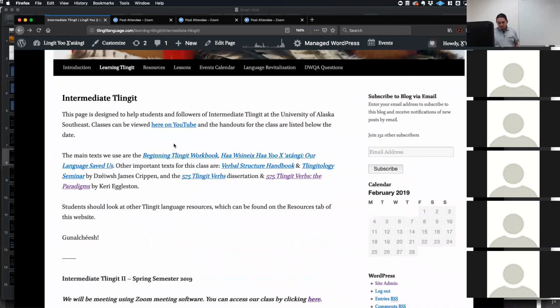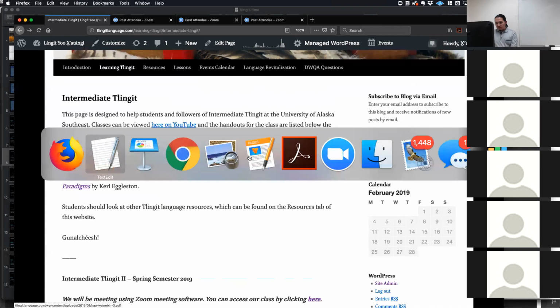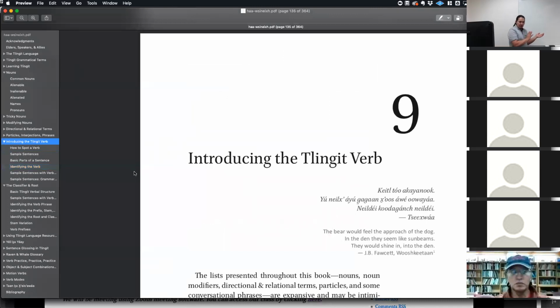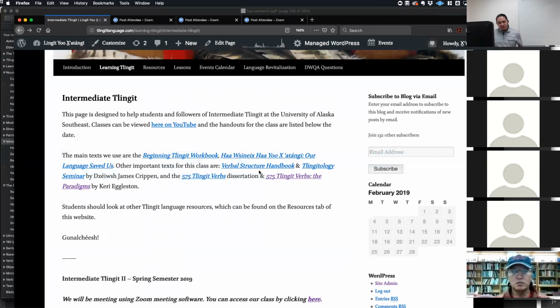I do want to point out at the top of our class webpage, there are some texts here, the beginning Tlingit workbook, which we've gone through, Wsineix, ʼatángi, which maybe we'll take a little bit more of a guided dive into. So if you can take a look at that one in particular over the weekend. I know I gave you some other things to do, but really looking at this chapter 9 and reading it so that we can talk about some of these components in a more dedicated, guided fashion. There's some other stuff if you really want to take a deep dive: the Verbal Structure Handbook and Tlingitology Seminar, the dissertation by Wsineix, the dissertation by Ḳaalḳáawu. Those talk a lot about how Tlingit works.